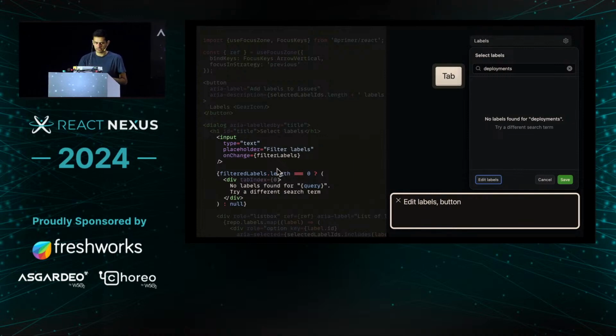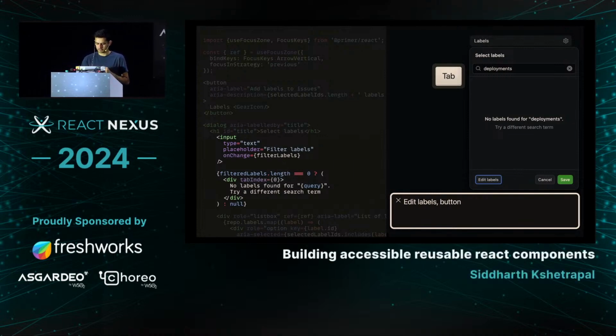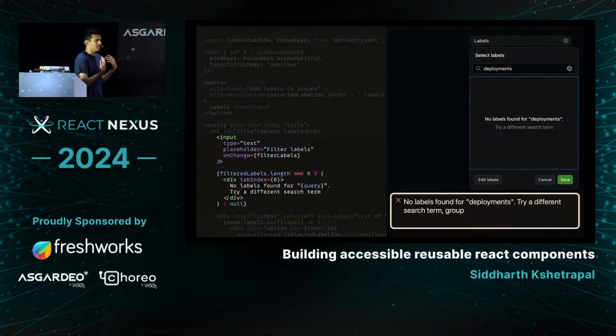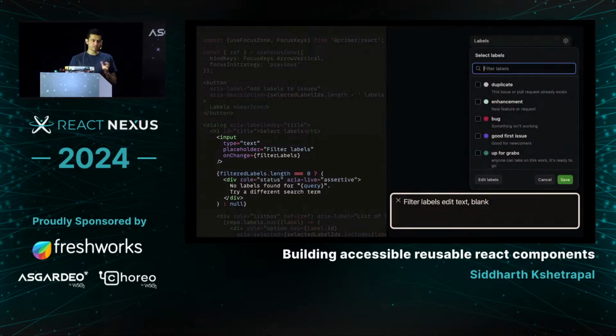So what we can fix is Clear filter text. No labels found for deployments. Try a different search term. Group. Okay, so the least we can do is maybe add a tab index so that at least it's in the tab order, and then when you reach it, it would be read out. And there's something better that we can do, which is a role again.